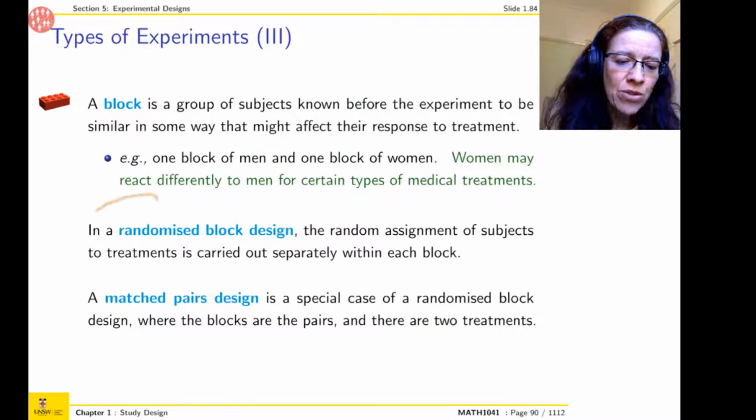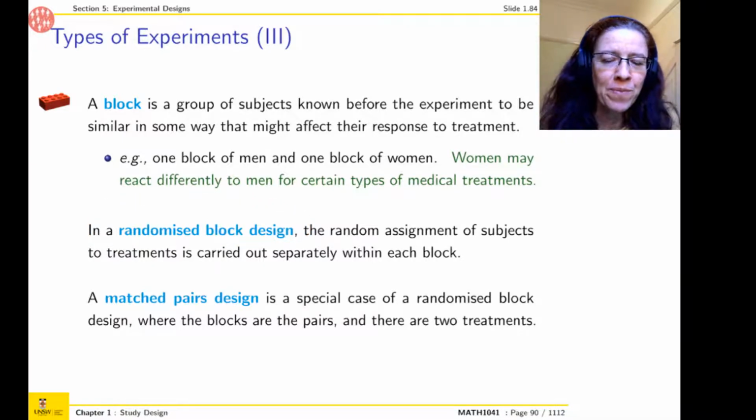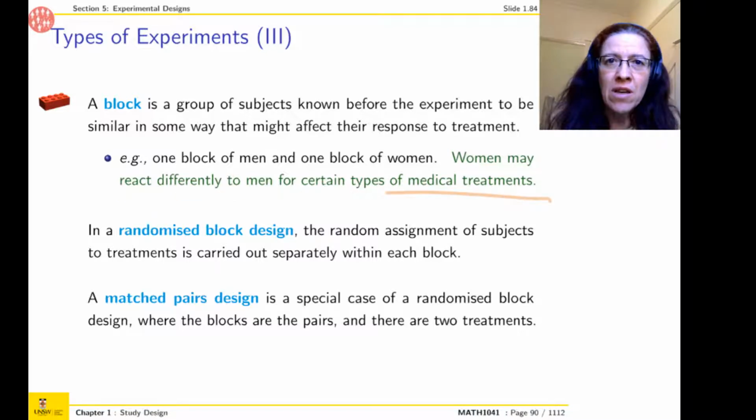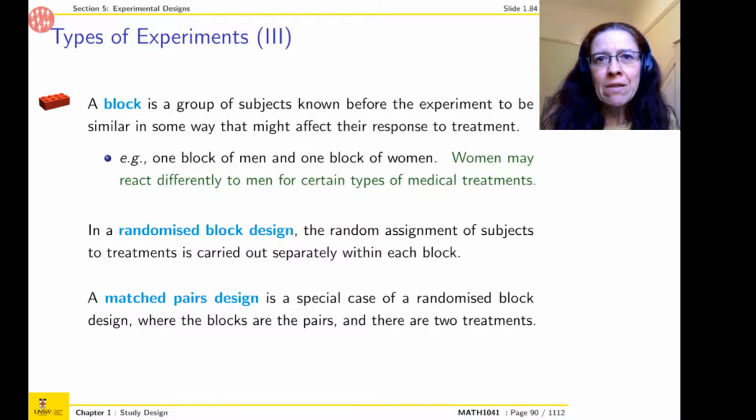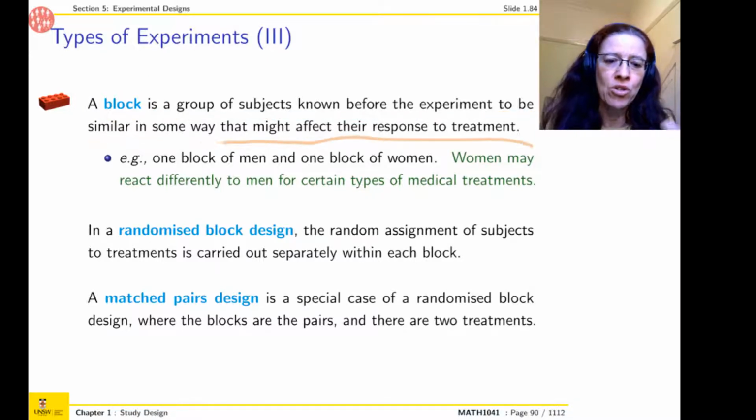Let's explain what a randomized block design experiment is in the context of an example. Let's say a pharmaceutical firm has developed a new drug and wants to know if it's effective. Right now, that's what they're interested in. Does it work? It turns out that men and women could react differently to some type of medical treatment. So you may want to look at men and women separately. A block is a group of subjects known before the experiment to be similar in some way that might affect their response to treatment.